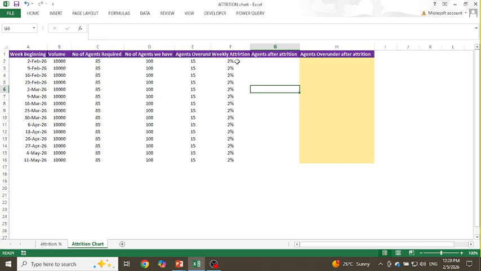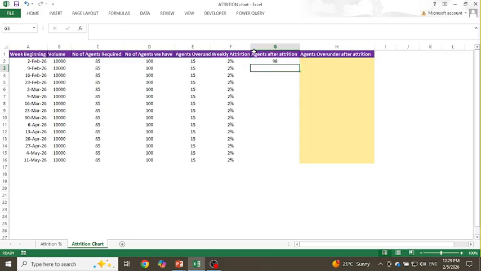That means every week 2% of people are leaving the process. Now, how many agents do I have left after every week? So I will do 100 minus 100 into 2%. After the first week I have 98 agents still there.